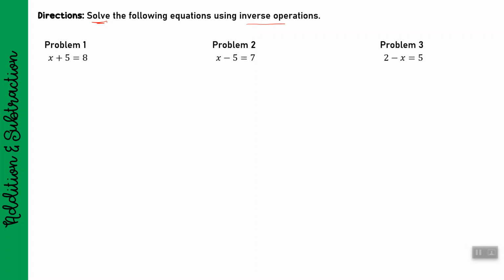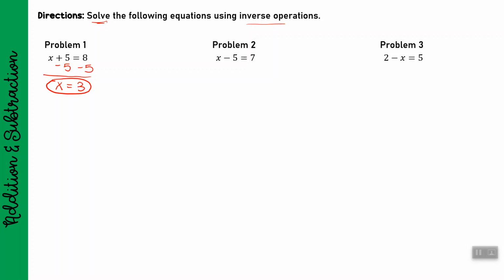So here, when I'm going to solve for x, the inverse operation of adding 5 is going to be subtracting 5. So I subtract 5 from both sides. 5 minus 5 is 0, so they go away. I'm left with x equals 8 minus 5, which is 3. That is the solution. x is equal to 3.